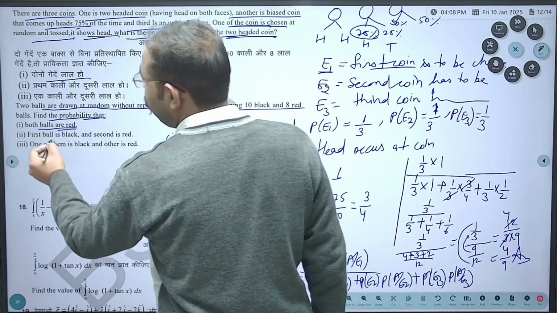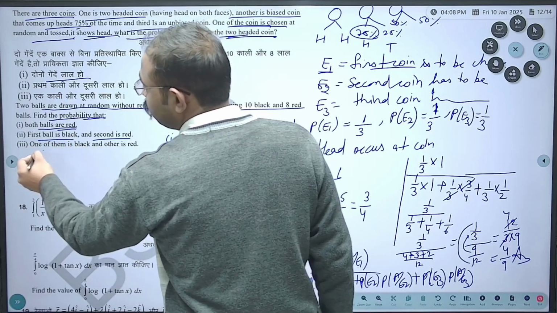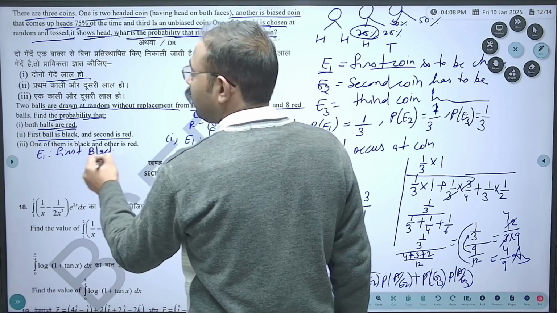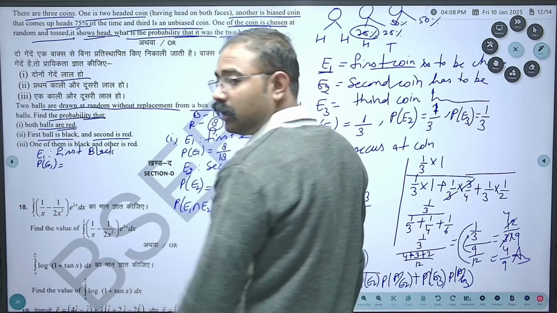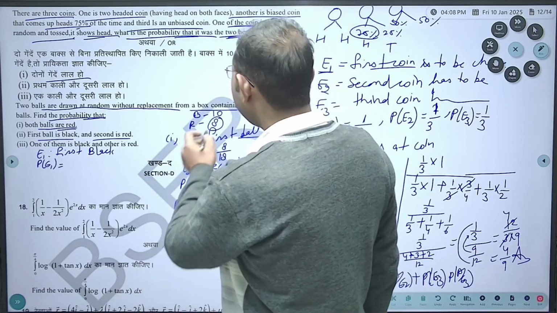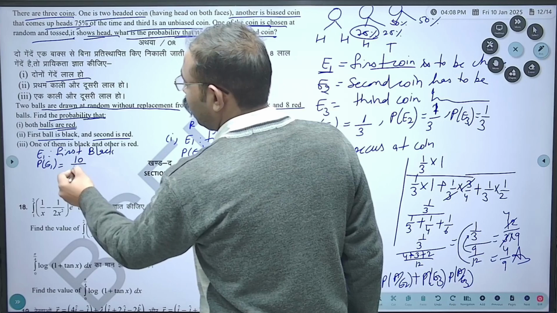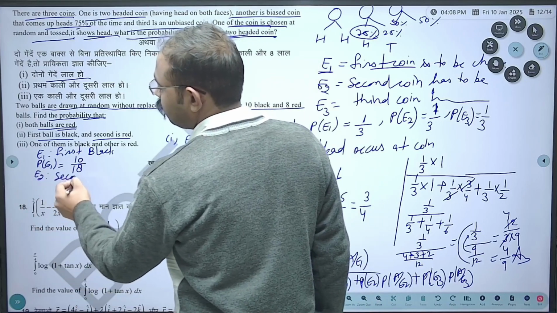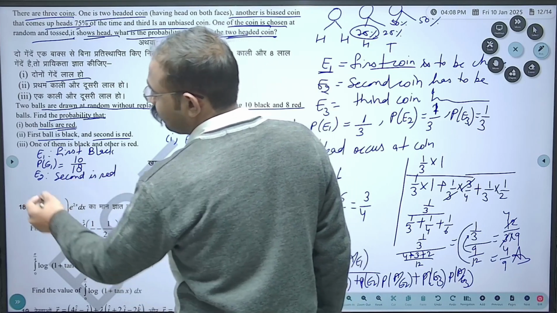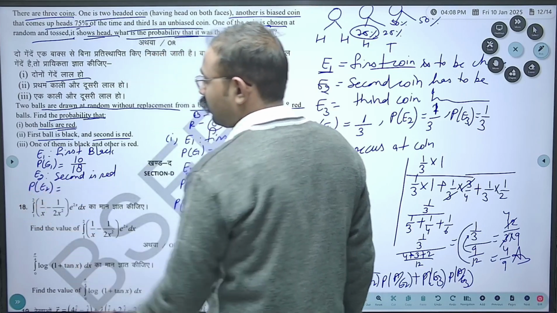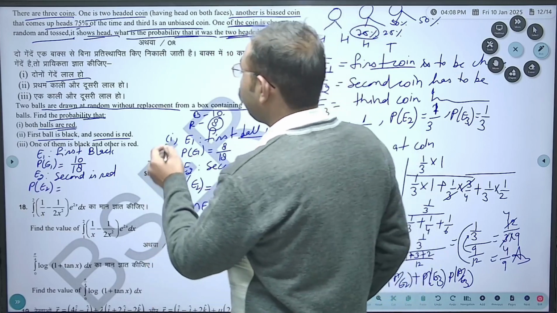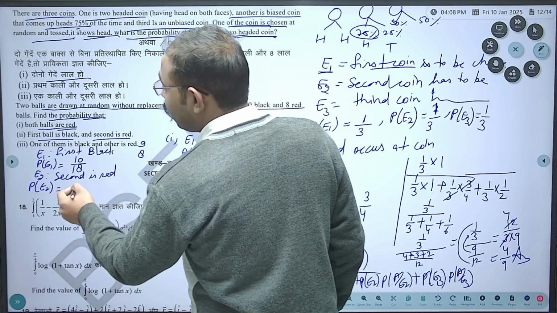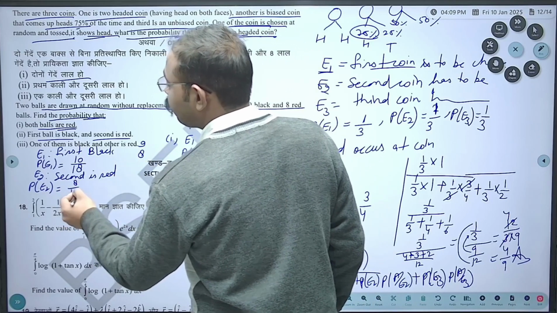Now for the second part, the first ball is black and the second is red. E1 is the first ball being black. So its probability P(E1) will be total black balls 10 and total balls 18. E2, the second ball is red, probability of E2. Now when the first ball was black, then the total black balls are 9 and red are 8, and the probability of getting a red ball is total red balls 8, total balls 17.